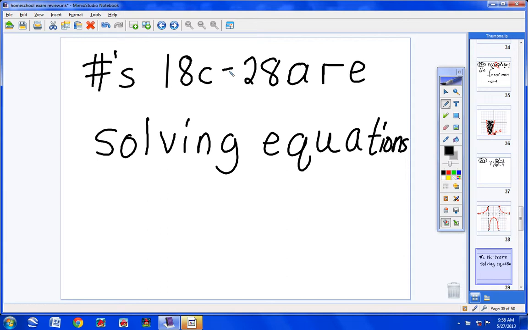So you know what's going to be tough about this, guys? Matthew, what's going to be tough is I'm going to mix all these together on the test. You have to be able to look at the equations and say to yourself, this is a quadratic, this is a cubic, this is a logarithmic, this is an exponential, this is a linear, this is whatever type of equation we have. You're going to have to be able to do that, okay? So 18C through 28 are going to be solving equations. And with that in mind, here we go.